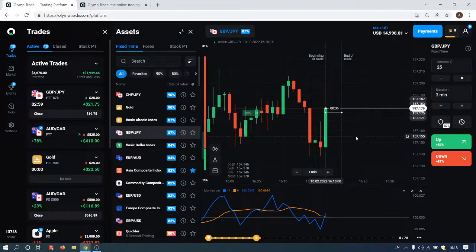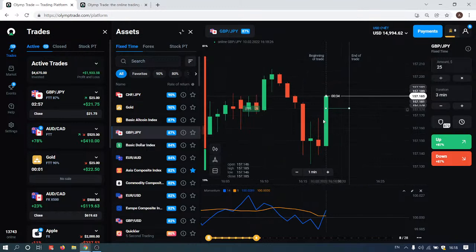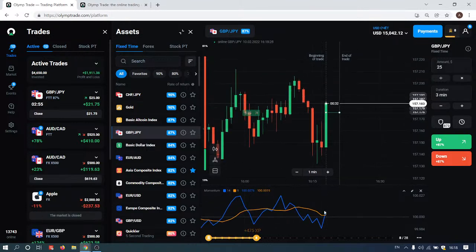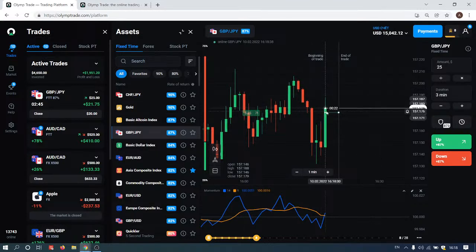Okay, GBP JPY. Let's try this one. It's like a very quick trade. I just noticed it and I opened this trade the next second. So I wasn't really hesitating. I didn't really spend any time thinking about it. I just went ahead and opened it.